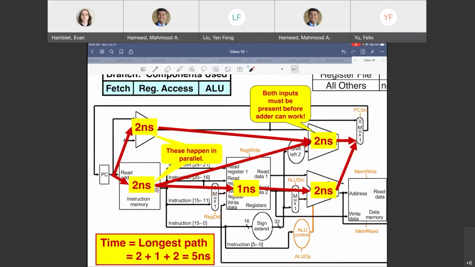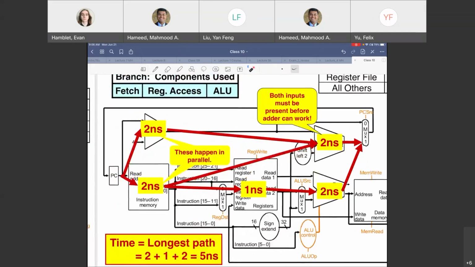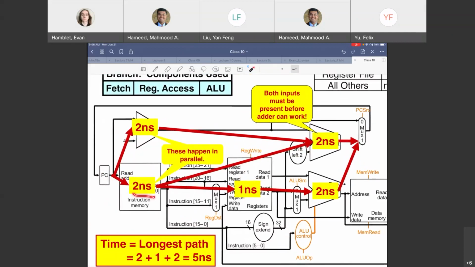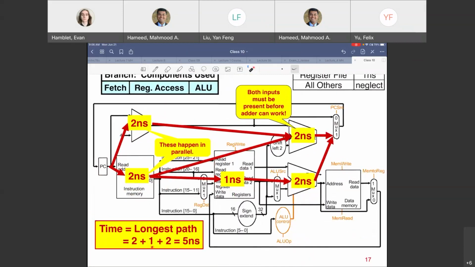Hold up, what am I missing here? So PC goes to the instruction memory, read the instruction. At the same time, you compute PC plus 4. That is ready after 2 nanoseconds. This is being read after 2 nanoseconds. Then we go to the register file, where we are going to read for 1 nanosecond. So that I have included in my time.